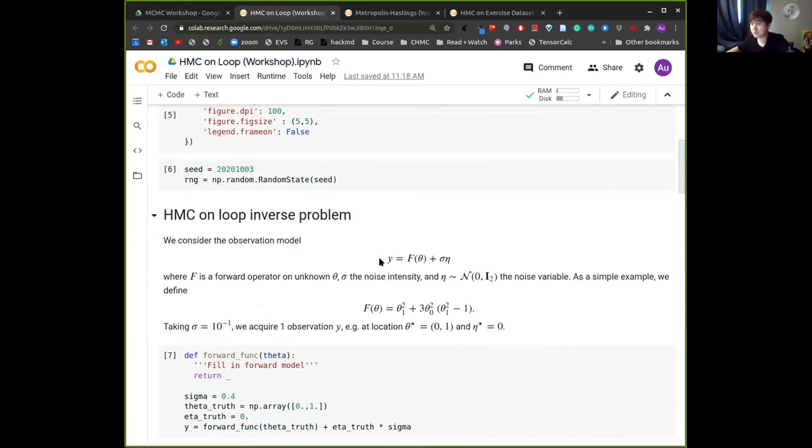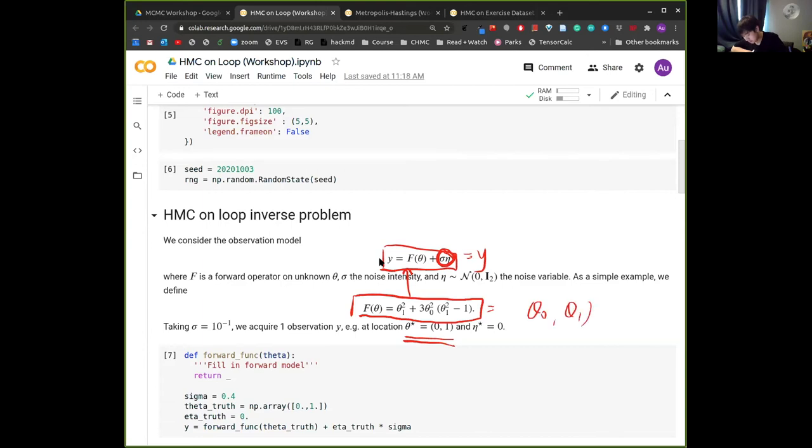But here we're trying to solve a problem. So the problem is this. Let me illustrate it. I have my forward model, which is my data generation process, which is here. And I get an observation according to here, right? So there are some ground truths. In this case, it is 0 and 1. So I put in 0 and 1, and I add some noise, and I get some observation, right? And from this one observation, I want to go back to figure out what is my theta 0 and theta 1.